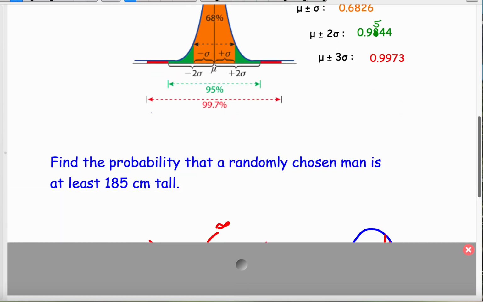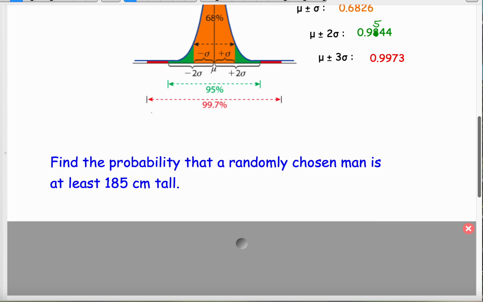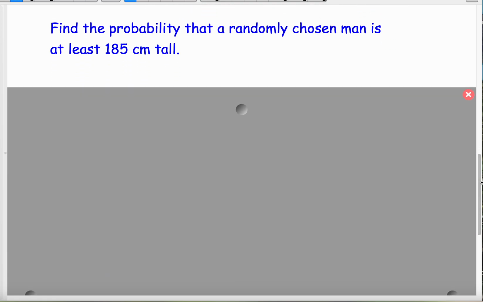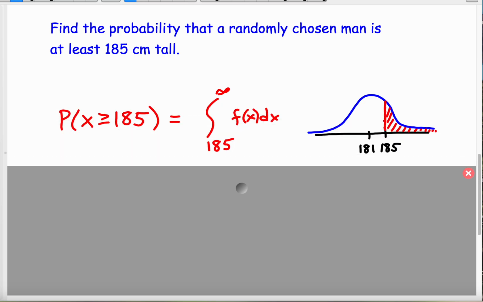All right, find the probability that a randomly chosen man is at least 185 centimeters tall. Normally what you would do is think, well, my lower bound is 185, and my upper bound is infinity. And that's true, that'll work, but there are a few different ways to think of it. That's probably the most common. The probability that X is greater than or equal to 185. And so we would do that. And visually you can see what I shaded in the picture here.